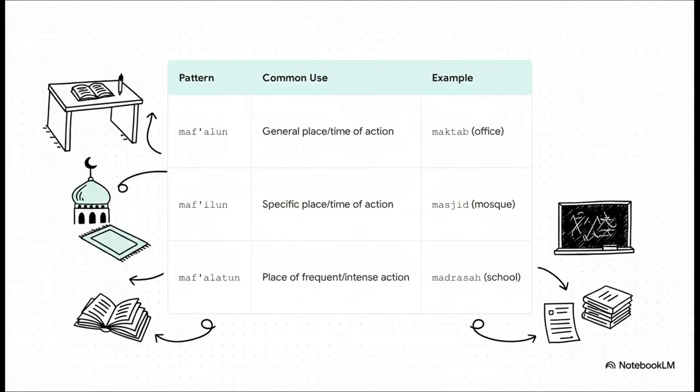And here's a quick cheat sheet. Maf'alun is often for a general place of an action, like maktab, a place of writing, an office. Maf'alun can feel a bit more specific, like our example, Masjid.